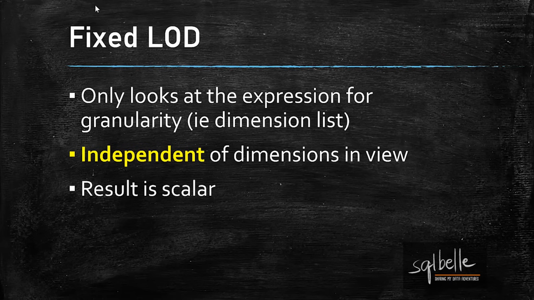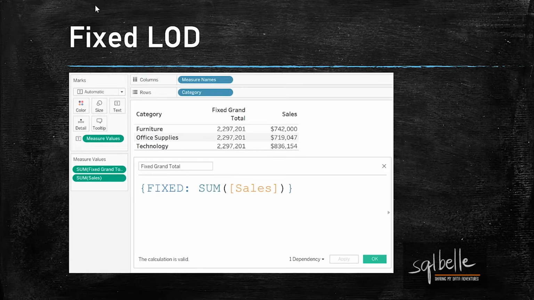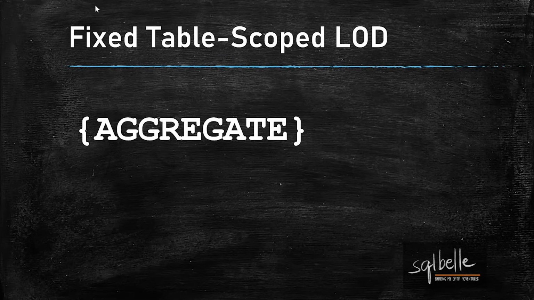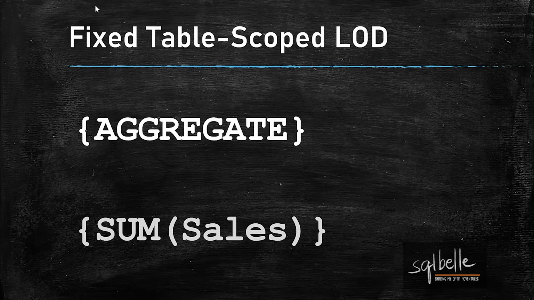So again, fixed level of detail expressions are evaluated independent of the dimensions you have in your view. And this is what our example looked like. There's also another special variation of fixed level of detail expressions. If you do not supply the type of LOD and the dimensions, so all you have are the curly braces and the aggregate, for example, sum of sales, with no type and no dimension list, this is treated as a fixed level of detail expression, and it's some kind of a grand total. And we call this fixed table scoped LOD.